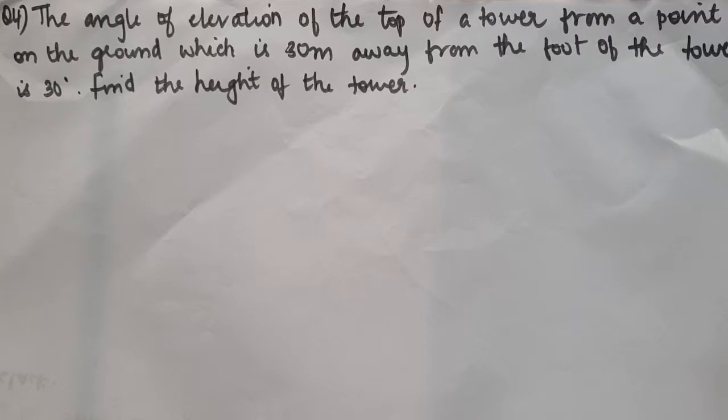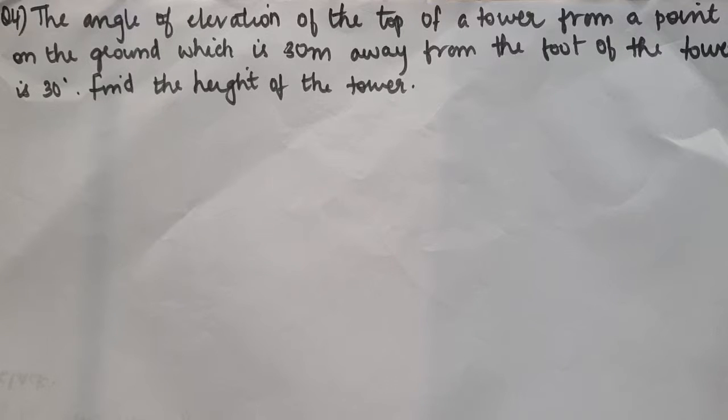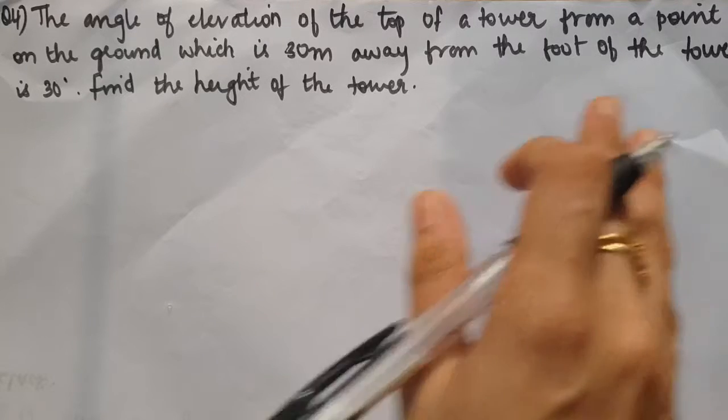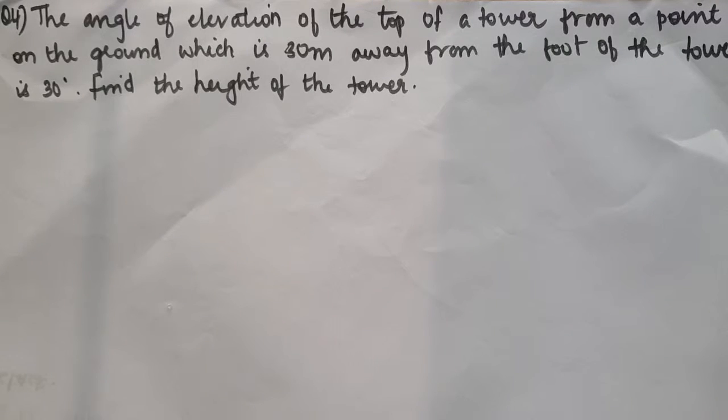Now moving on to question number 4. The angle of elevation of the top of a tower from a point on the ground which is 30 meter away from the foot of the tower is 30 degree. Find the height of the tower. So read the question again. The angle of elevation of the top of a tower from a point on the ground which is 30 meter away from the foot of the tower is 30 degree. Find the height of the tower.